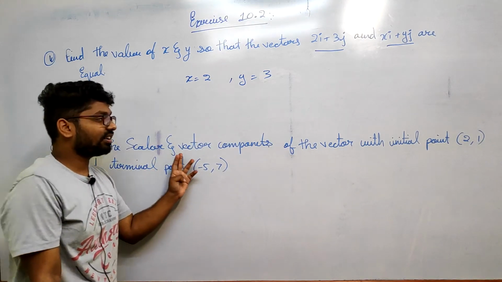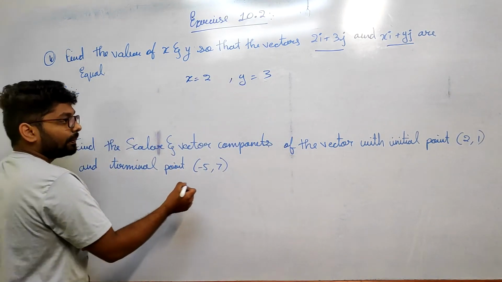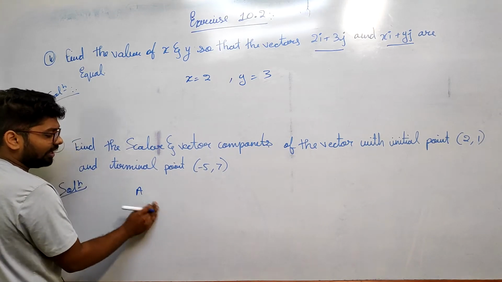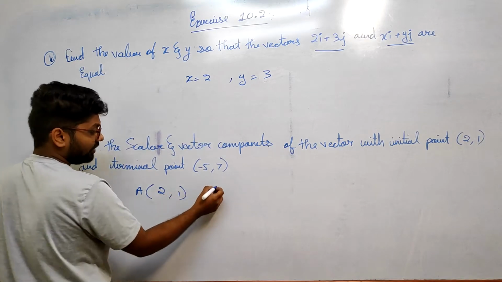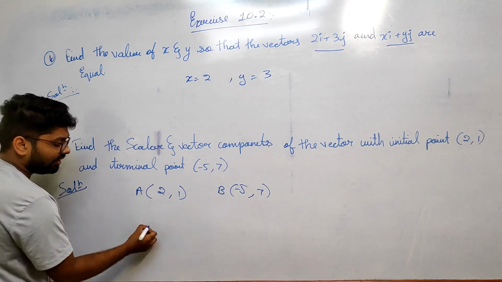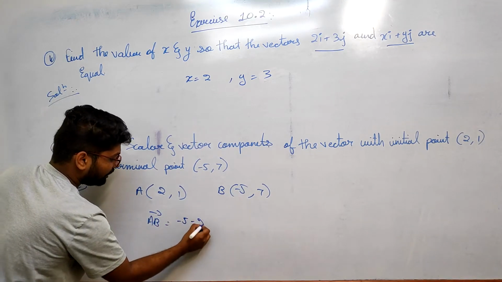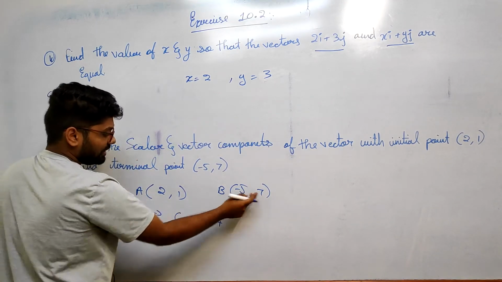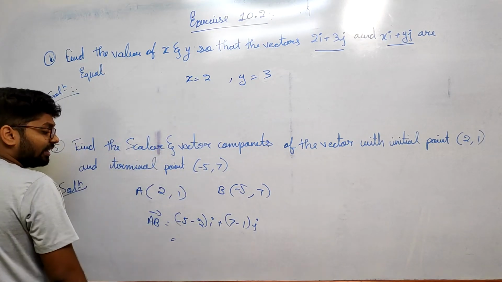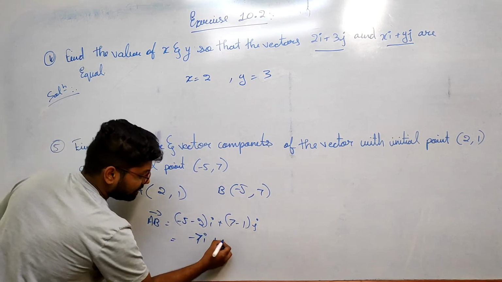Here, find the scalar and vector components with this initial point and terminal point. First listen. Okay. Solution. Let the initial point be A, it is (2, 1), and the final point be B, (-5, 7). So how will you find the vector AB bar? Terminal minus initial: (-5 - 2)i + (7 - 1)j, which is equal to -7i and 6j.